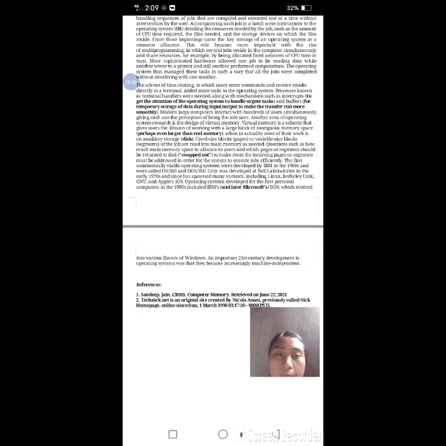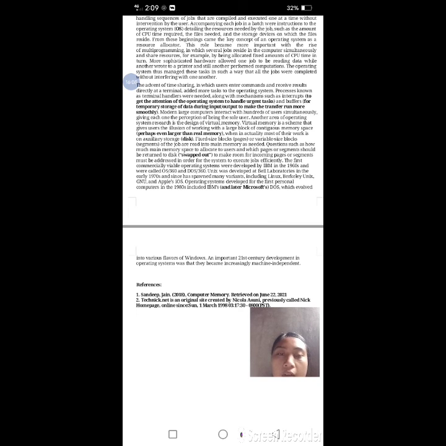The first commercially viable operating systems were developed by IBM in the 1960s and were called OS/360 and DOS/360. Unix was developed at Bell Laboratories in the early 1970s, and Unix has spawned many variants including Linux, Berkeley Unix, and GNU, and Apple's iOS.